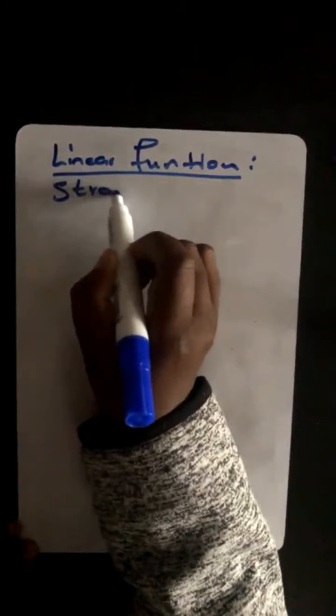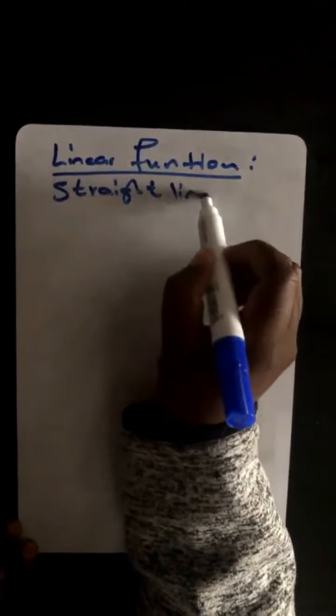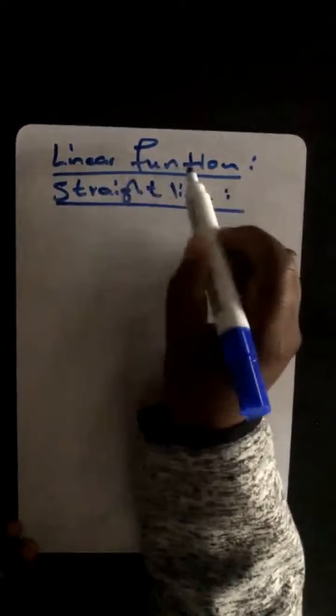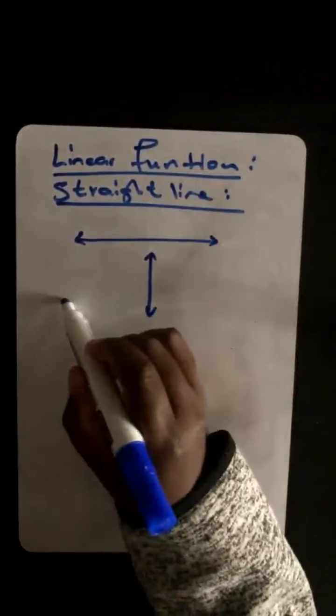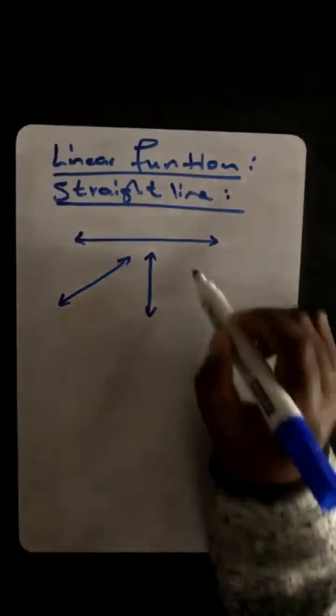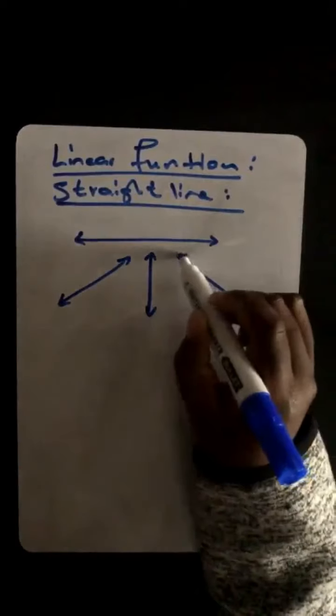So I said we've got what we call a linear function, which is also referred to as a straight line. So linear function or a straight line, it's one and the same thing. Remember, a straight line is just a line which is straight. It could be a line in that way. It could be a vertical line. And again, it could be a line which is at an angle.